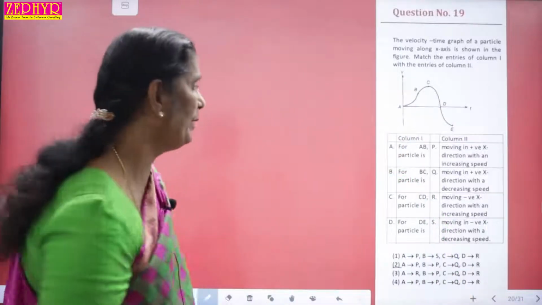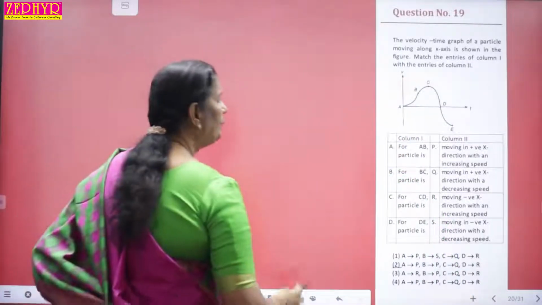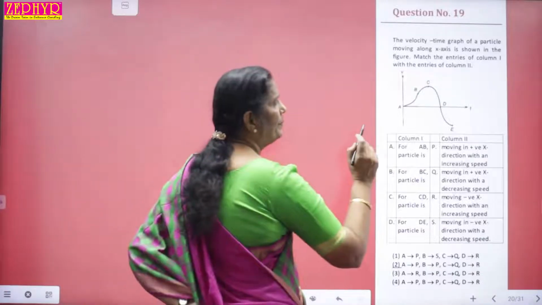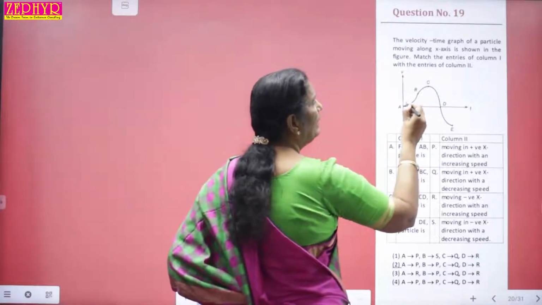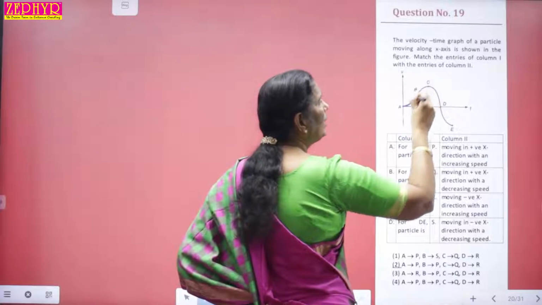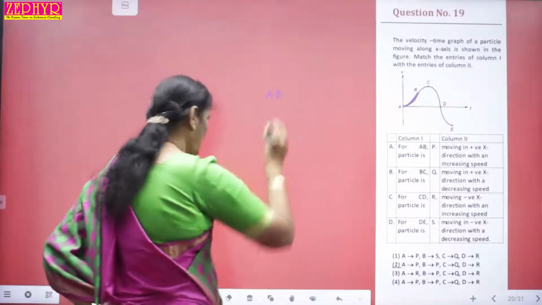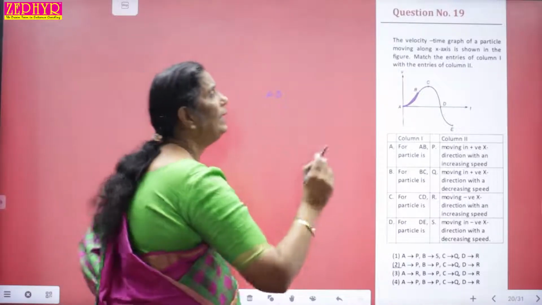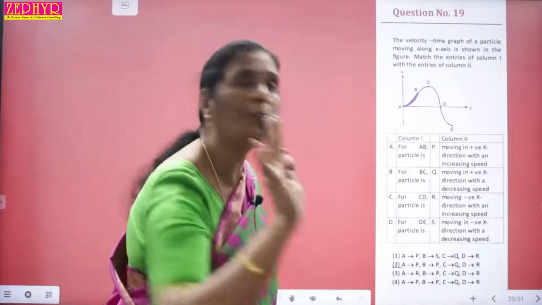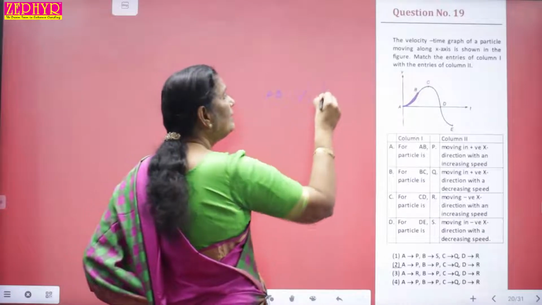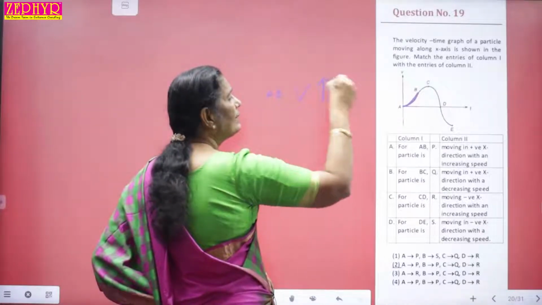And this question is also very good. Look here. See this graph. Here, for A to B, the body is moving from A to B. So for the journey AB, what happens to the velocity? Velocity is increasing.